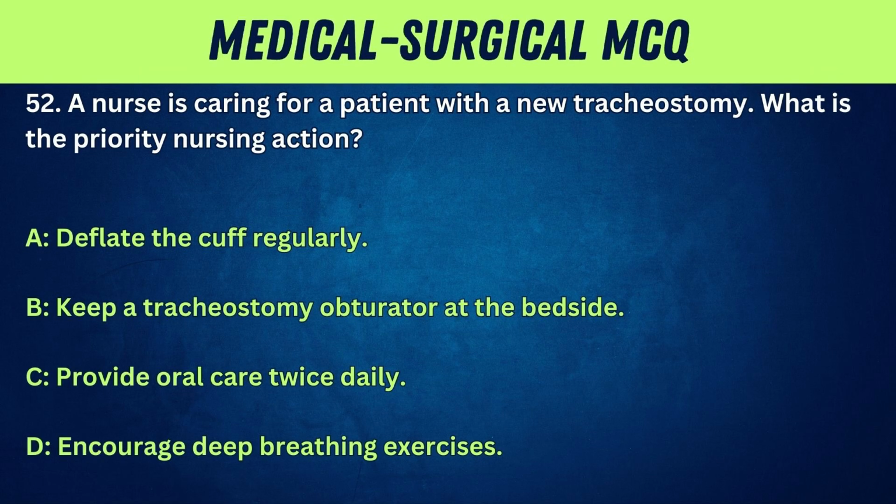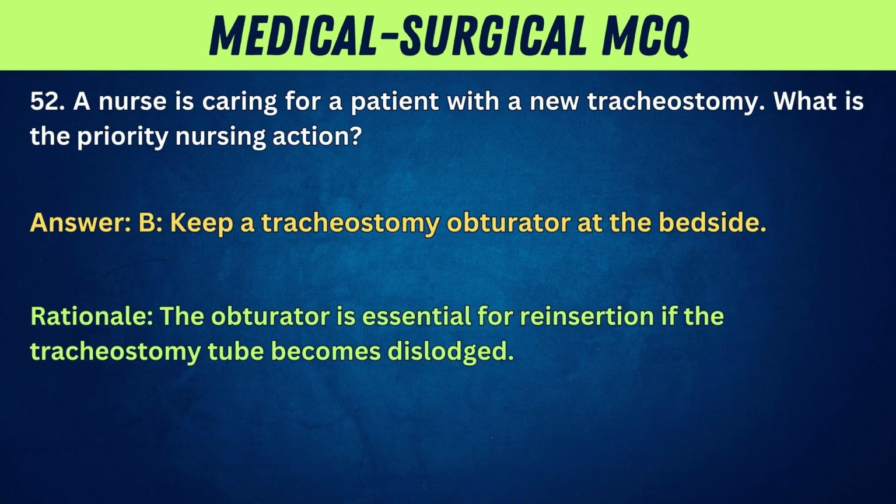52. A nurse is caring for a patient with a new tracheostomy. What is the priority nursing action? A. Deflate the cuff regularly. B. Keep a tracheostomy obturator at the bedside. C. Provide oral care twice daily. D. Encourage deep breathing exercises. Answer: B. Keep a tracheostomy obturator at the bedside. Rationale: the obturator is essential for reinsertion if the tracheostomy tube becomes dislodged.